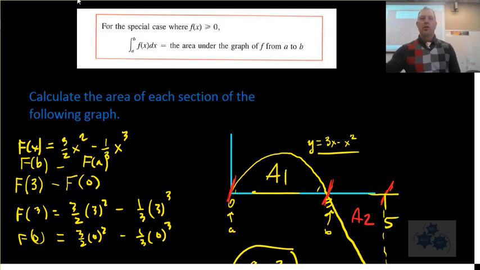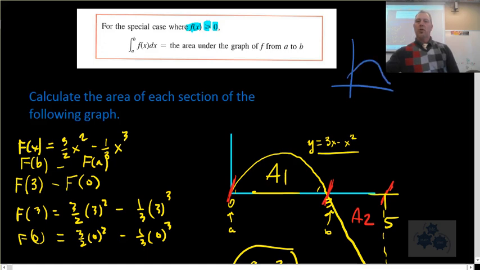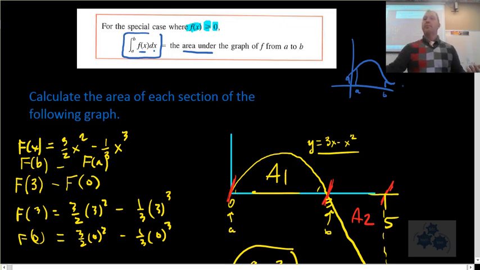Excuse me. So what does this say? For the special case where the function is always greater than 0 or always positive. So that would be a function like this where we have a function always above the x-axis. In that case, the integral of f of x with respect to x is equal to the area under the graph and above the x-axis from wherever a is to wherever b is. Now that seems pretty straightforward. The tricky part is what happens if this is not the case.